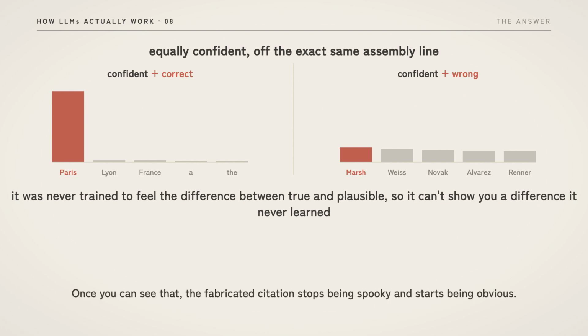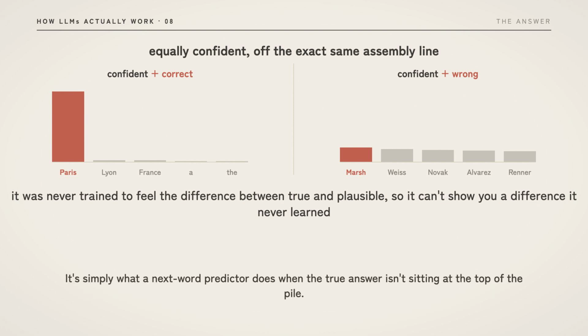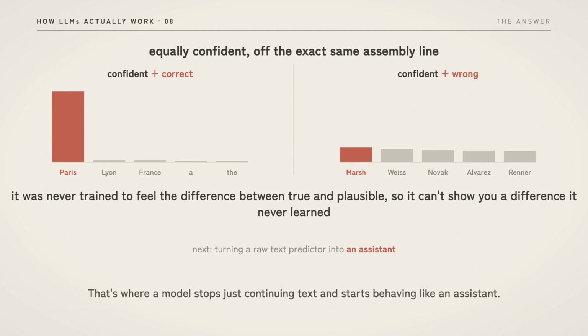Once you can see that, the fabricated citation stops being spooky and starts being obvious. That's why I told you at the start this isn't a bug. It's simply what a next word predictor does when the true answer isn't sitting at the top of the pile. Next time we start fixing it by taking this raw text predictor and turning it into something that actually tries to help you. That's where a model stops just continuing text and starts behaving like an assistant.